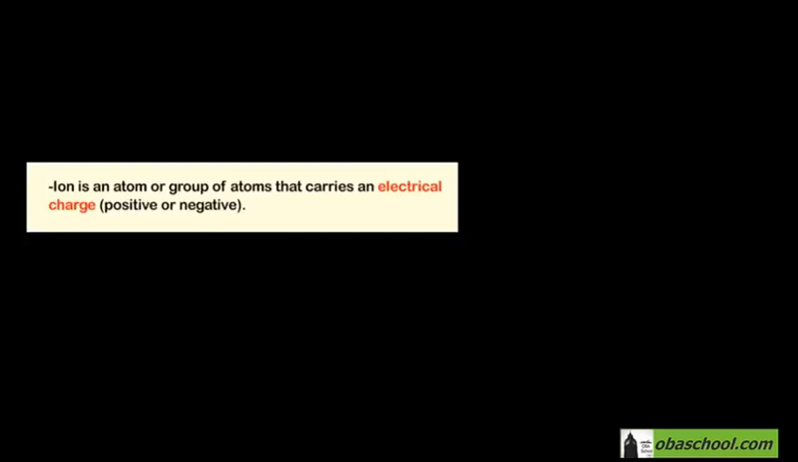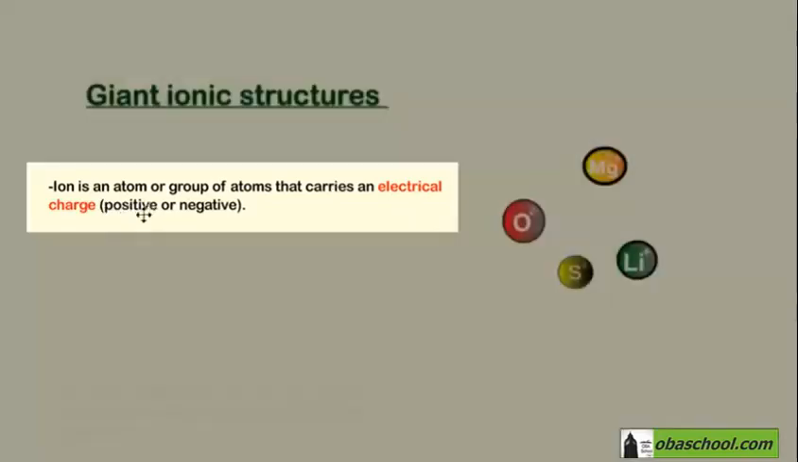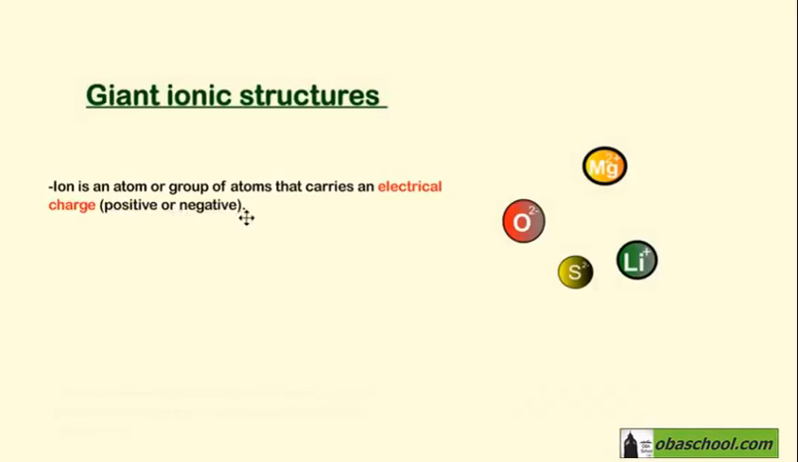So an ion is an atom, or it could be a group of atoms, and it carries an electrical charge. See these four examples to the right. O2 minus ion, Mg2 plus, S2 minus, and Li plus. The electrical charge is the sign to the top right corner. Could be positive or negative.